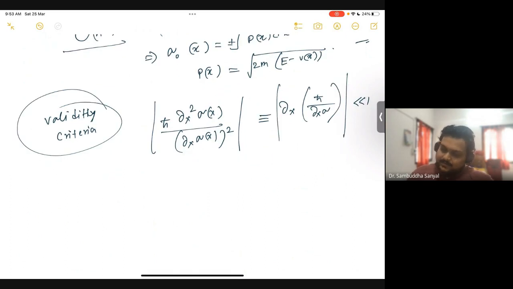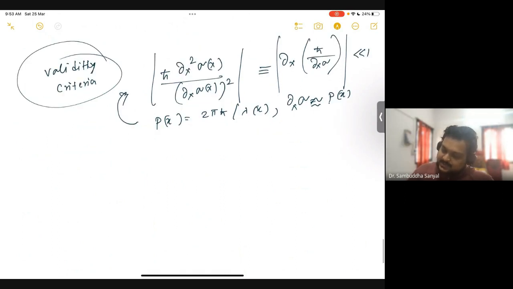Now we know what these quantities are. We already know that px is 2 pi h bar by lambda x, and in first order del x sigma is of order px. So if I plug these two pieces of information into this equation, I get 1 by 2 pi del x lambda x. I just converted this equation in terms of lambda. This has to be small.